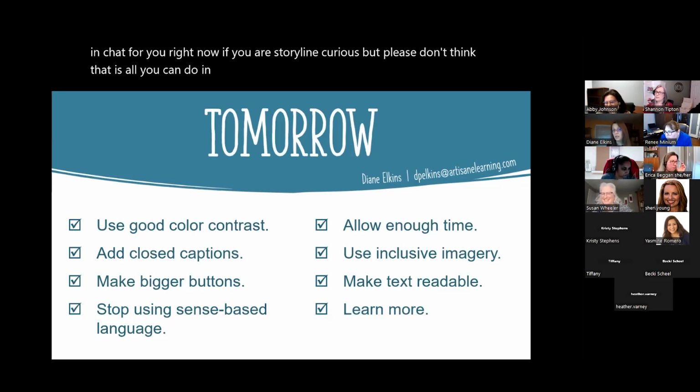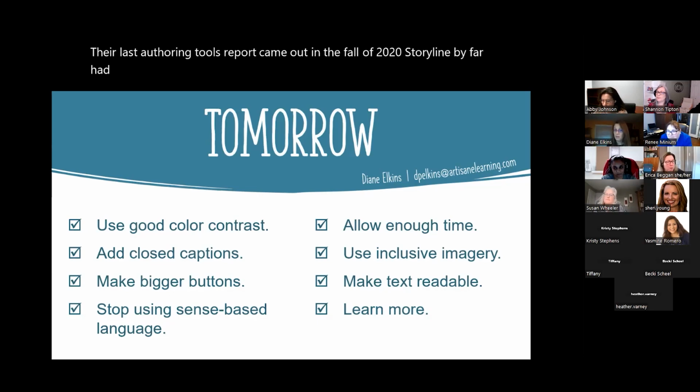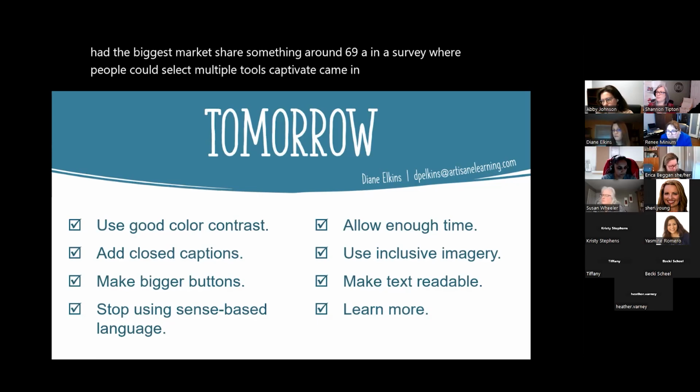According to Learning Guild research, their last authoring tools report came out in the fall of 2020. Storyline by far had the biggest market share, something around 69% in a survey where people could select multiple tools. Captivate came in around 25, a big difference.